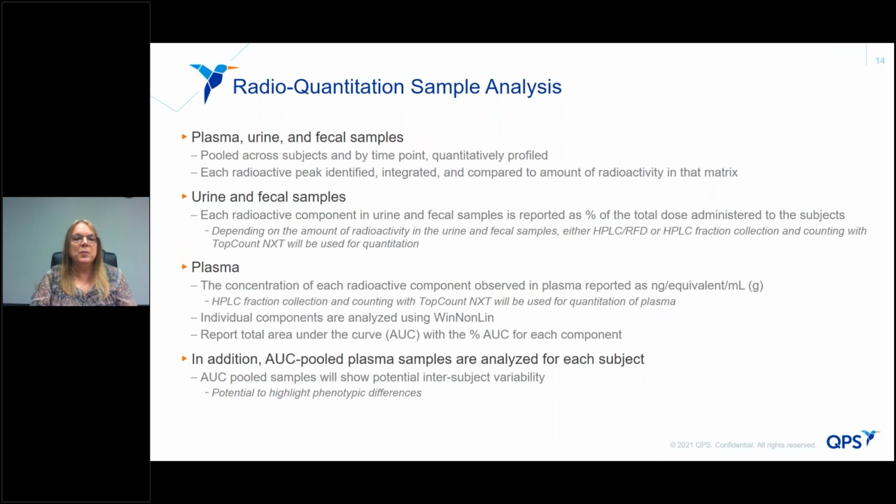The individual components are analyzed using WinNonlin, and what you get back in your report is total area under the curve for all the components and with a % AUC for each component. The % AUC for each component is actually very crucial because this gives you your systemic exposure of the various components. In addition, you will see the AUC of pooled plasma samples that are analyzed for each subject.